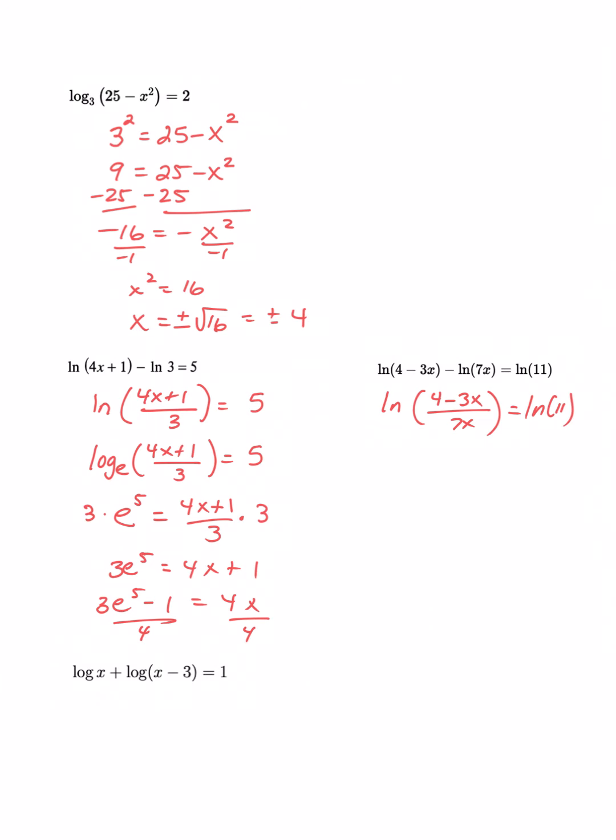Now that I have an ln on the left and an ln on the right, I can see that because those two things are equal, then the two things that sit next to it are also equal. To solve this equation, I can go ahead and multiply both sides by 7x. Add 3x to both sides. And divide both sides by 80.